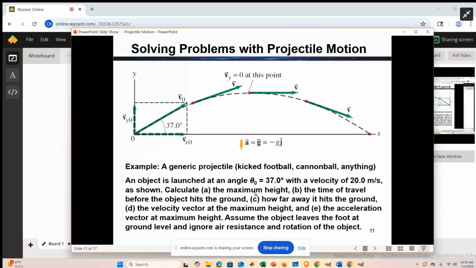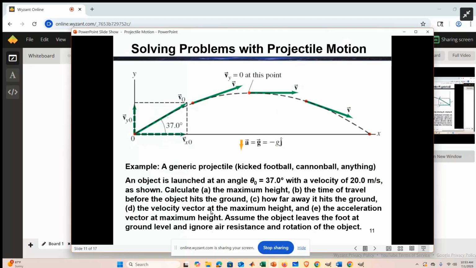The other kind of classic problem that you'll see in projectile motion is what's called a projectile. You launch something with an initial velocity at a specific angle, and then you want to know things like how high does it get, how long does it take, how far does it travel, etc. This problem shows you the kinds of things that a problem like this can ask you. What's the max height? What's the time to travel? How far away is it when it hits the ground? What are the velocity vectors and acceleration vectors?